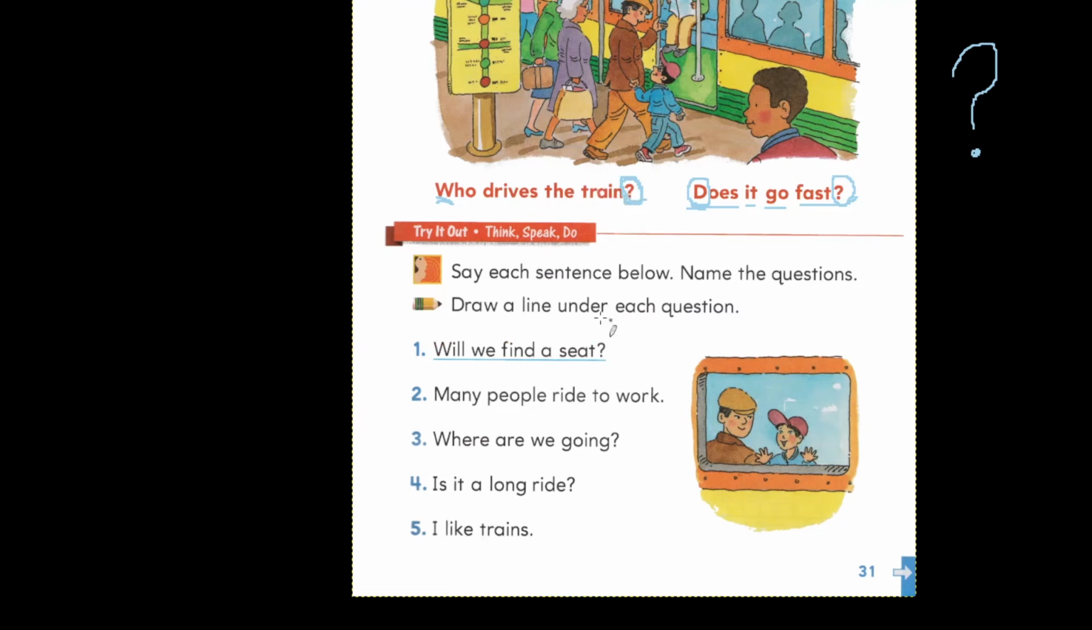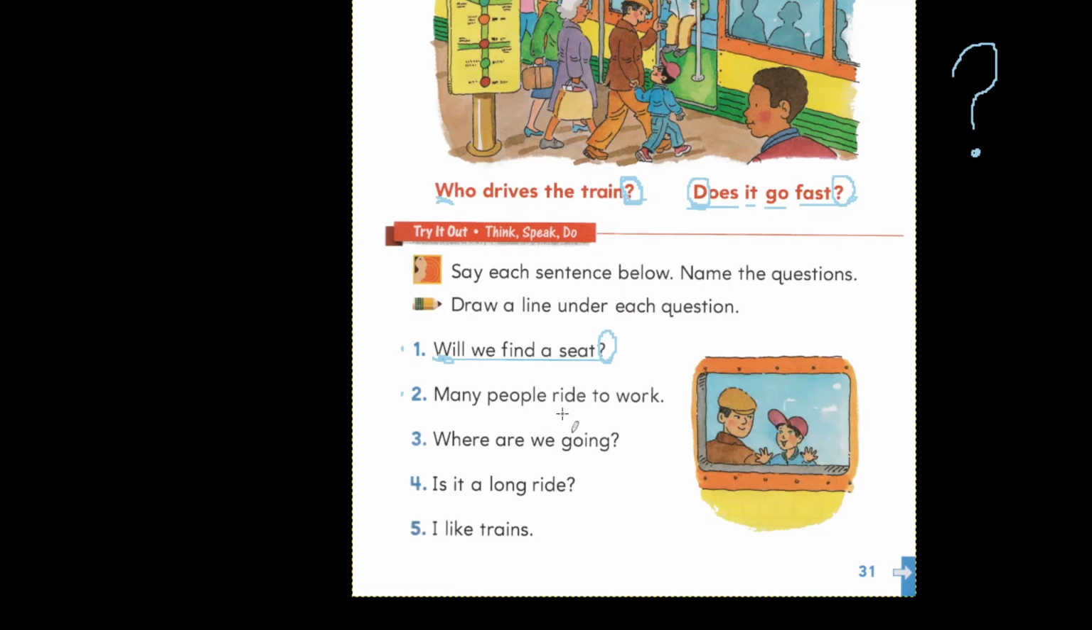So let's go down and do some examples here. Say each sentence below, name the questions, and draw a line under each question. In number one, will we find a seat? There we go. We have our uppercase followed by our question mark at the end. Very good. Let's move on to number two.